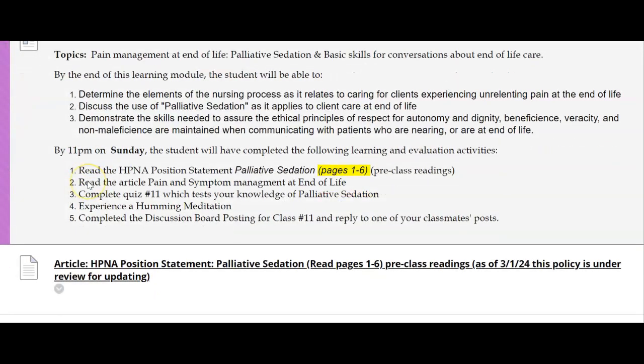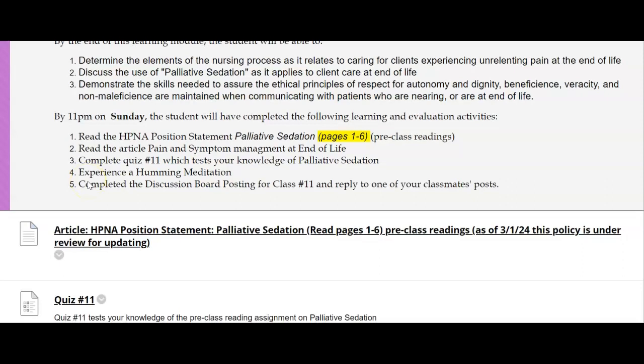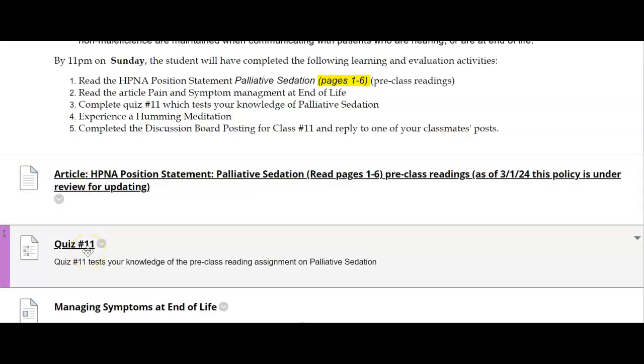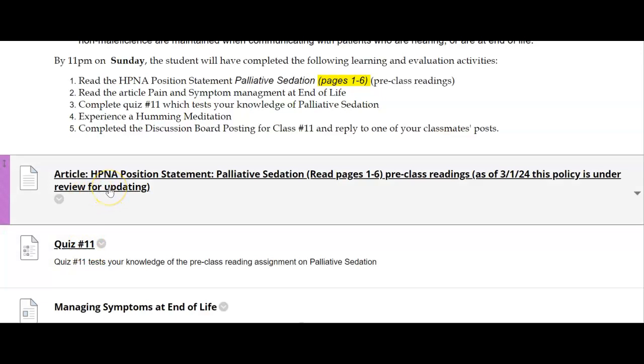So you're going to do a few things this learning unit. I've abbreviated some of what you're doing just to give everyone a little bit more relaxing week, perhaps. First you're going to read an article, and the quiz will be based on the readings of this article. I'm asking that you look at pages 1 through 6. This is considered a pre-class reading assignment.